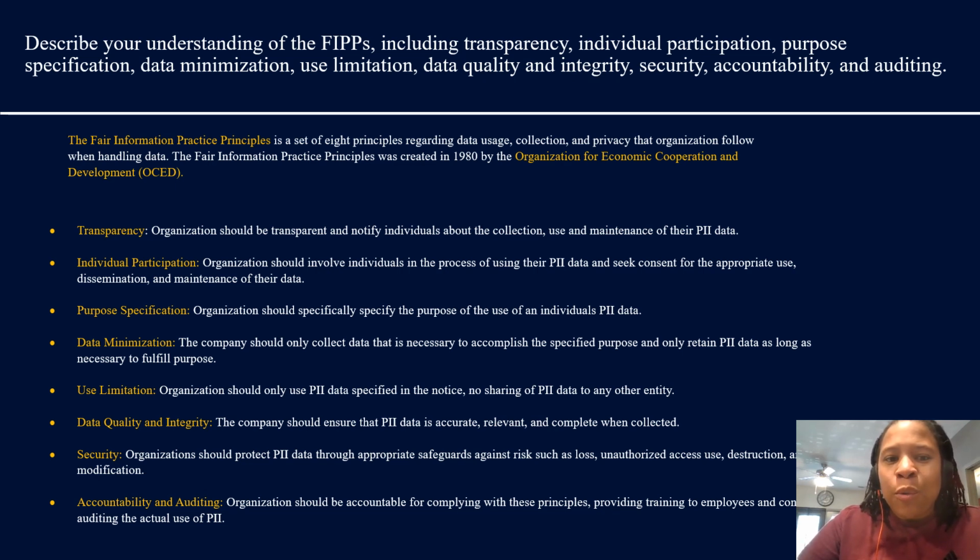This principle ensures that organizations are held accountable for complying with these principles, which means providing training to employees and contractors about how to handle data. And auditing is the actual use of ensuring that the data is used the correct way, auditing the data. These principles may seem a little challenging to some organizations, but it is imperative that companies comply with these principles. It is essential to the overall protection of data.